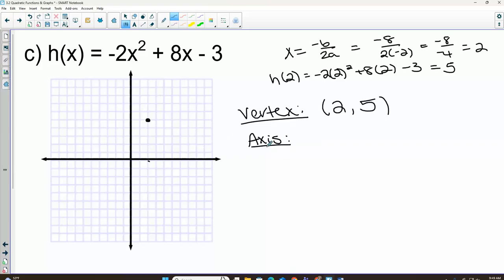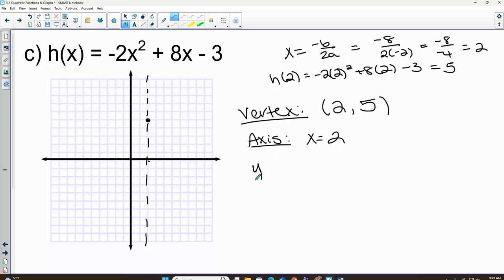The axis is a line, so you cannot just tell me a number. You must give me the equation of that line. It's a vertical line, so it's x equals just the x value of the vertex, so x equals 2. And we draw that in as a dashed line. We know the graph is the same on both sides of that line.